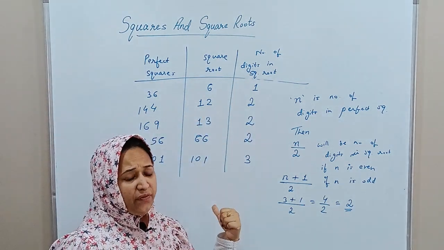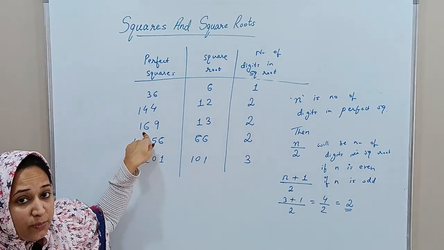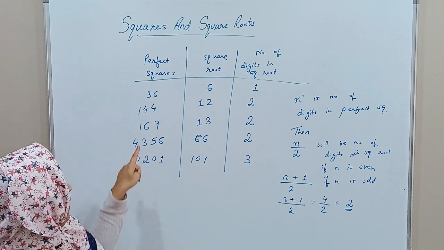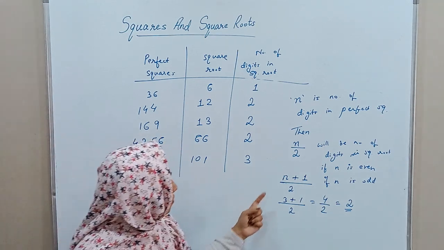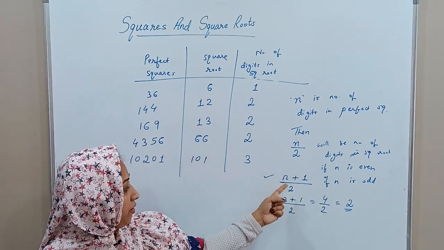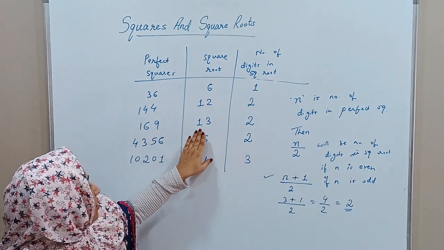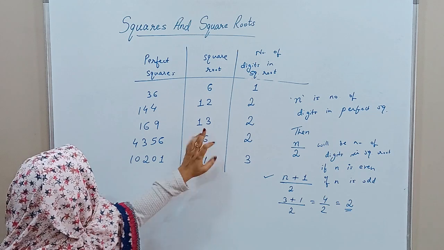Now let us calculate for the rest of the 3. In the third case, 169 is a perfect square. The number of digits are 3. So in this case, n is equal to 3. n is odd. So we will apply the second case, n plus 1 by 2. So 3 plus 1 by 2, 4 by 2 is 2. So number of digits in the square root of 169 is 2, that is 13.